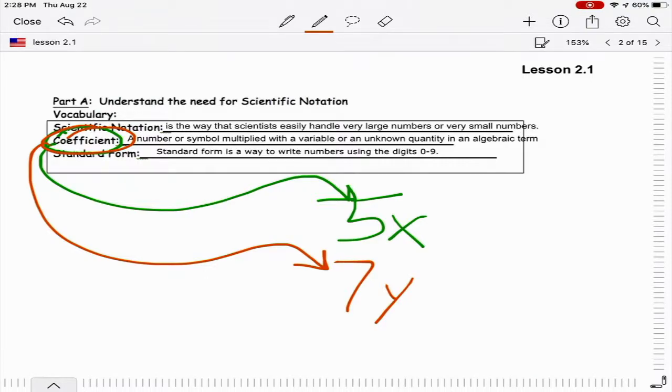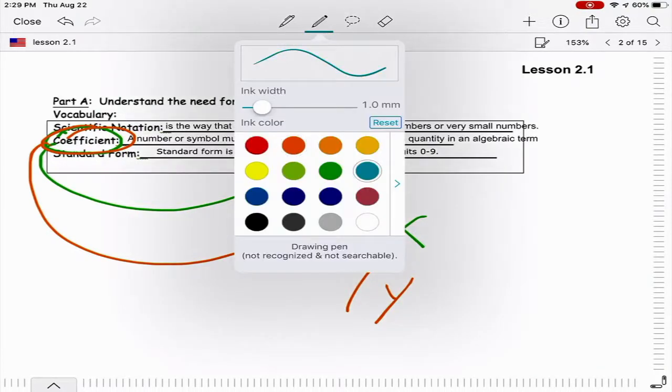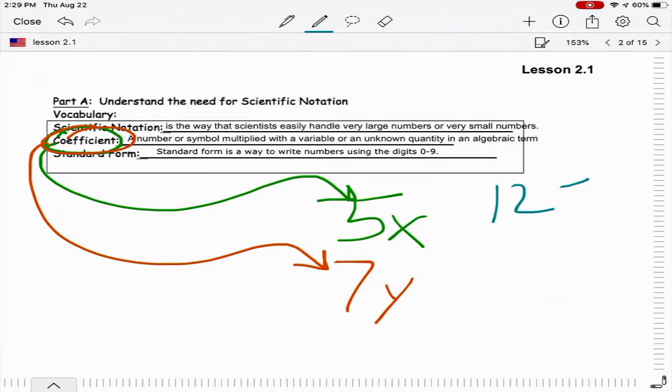And then standard form, it's like your basic number. Any number you can think of. 125, like I said before, that's standard form. 78, that's standard form. I'll read the definition, but you'll see what I mean. Standard form is a way to write numbers using the digits 0 through 9. So standard form is just the numbers that you're used to seeing.